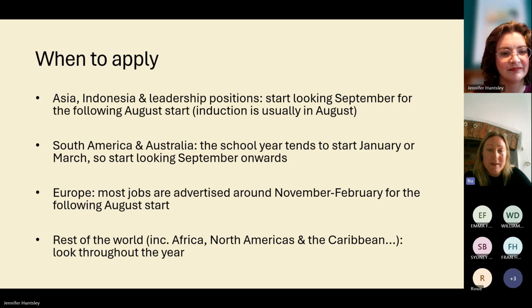In Europe, most jobs are advertised around November and February for the August start. But there are jobs out there on there now at any time, it's just that if you want the pick of the best, that's when to look. And for the rest of the world, just keep looking throughout the year. There are loads of different countries that advertise from September through to December, really, like the African nations, the North Americas and the Caribbean.